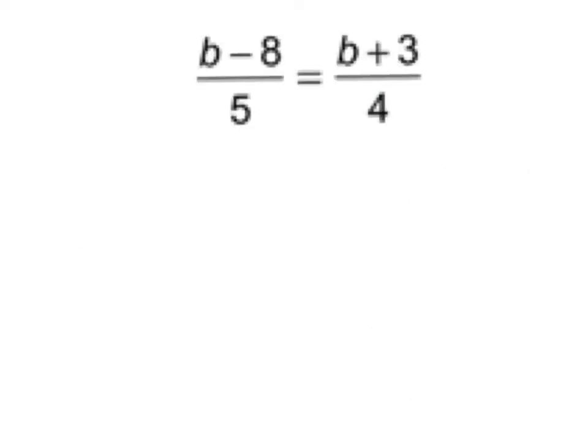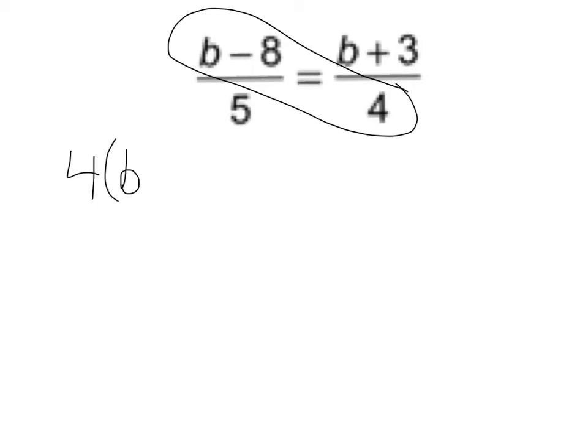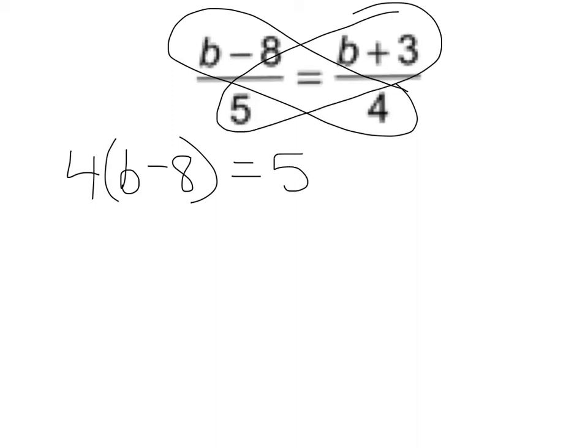Okay, the next one you might see is something like this. We're still working the same concept, so we're going to take 4 times the quantity of b minus 8. To show that, we're going to put b minus 8 in parentheses, equal to 5 times the quantity of b plus 3.